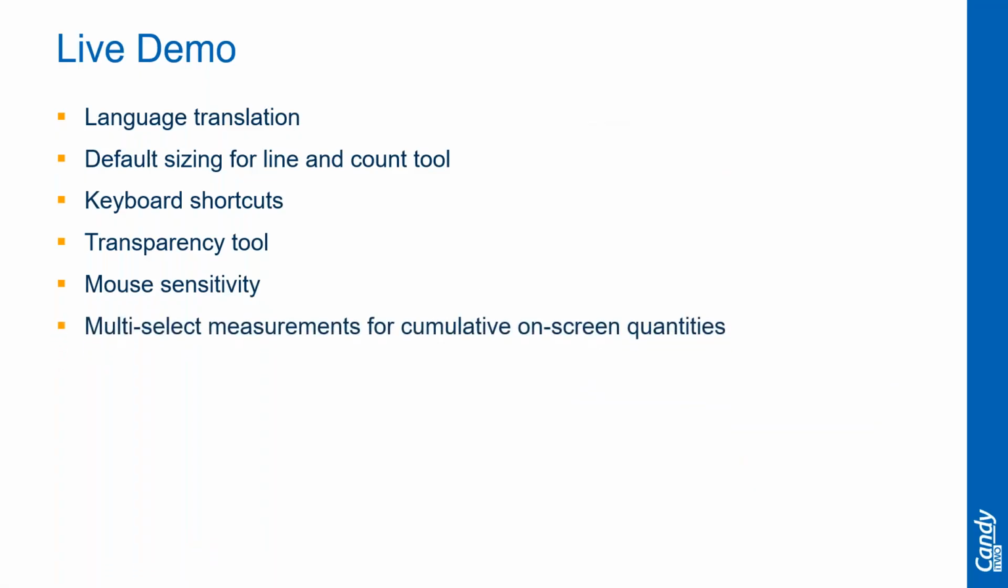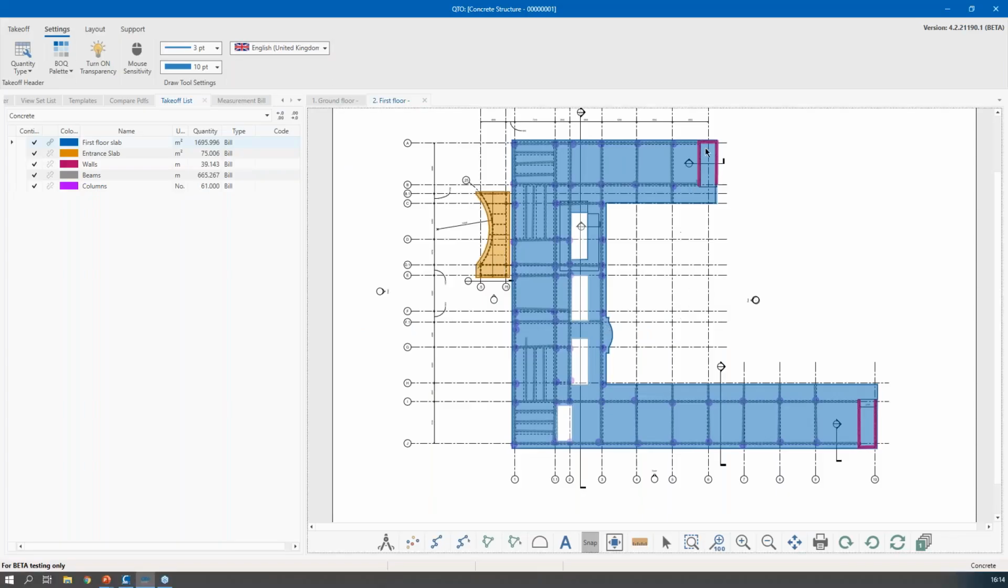Next is the multi-select measurements for cumulative on-screen quantities. What this refers to is, in the past, if you click on a measurement, it will show you the length down here. So that is 19.007 meters. However, if I wanted to see the length of this wall and this wall together, I could now hold Control on my keyboard and click on both of them, and it will show me that is 39.143 meters.